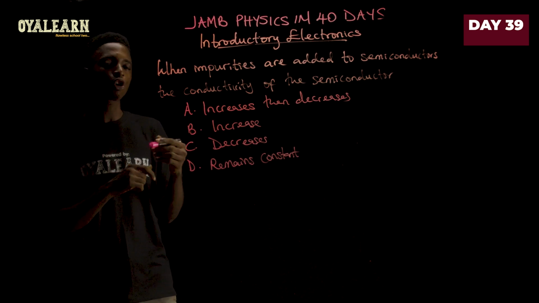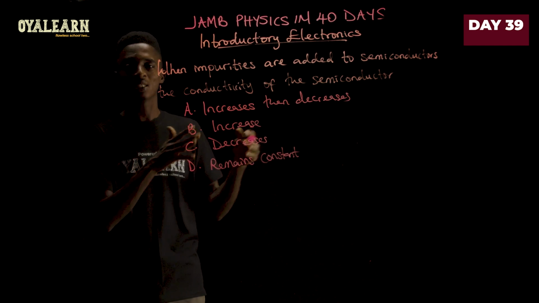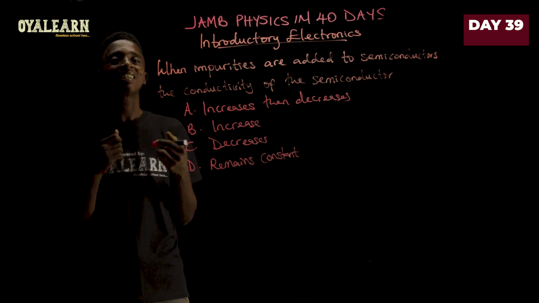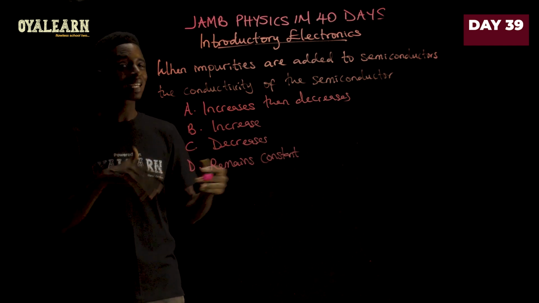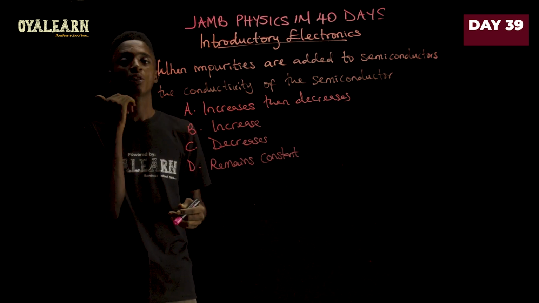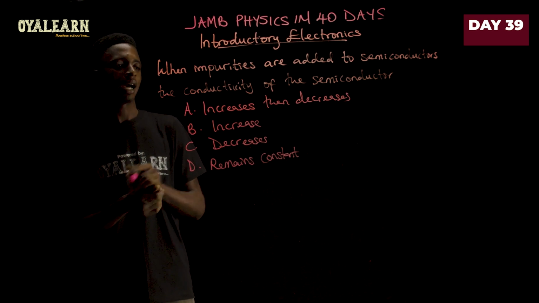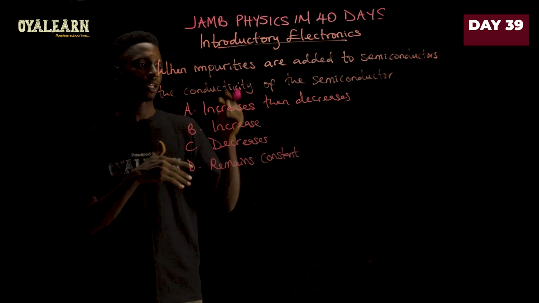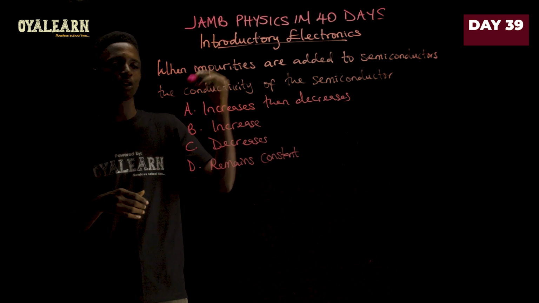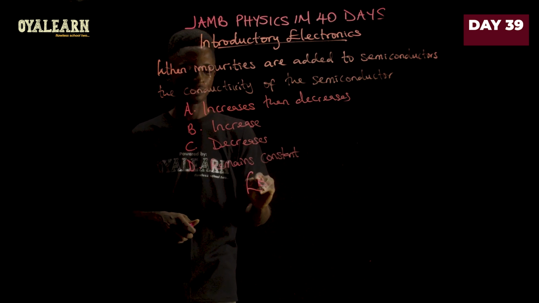But by the addition of a suitable amount of impurity through the process known as doping, you can increase the conductivity of a semiconductor. Now, it doesn't get to the level of a conductor, but it is closer to a conductor now than it was before. So therefore, to answer this question, the answer is just to increase it. We add impurities to increase the conductivity of a semiconductor. So we go with option B.